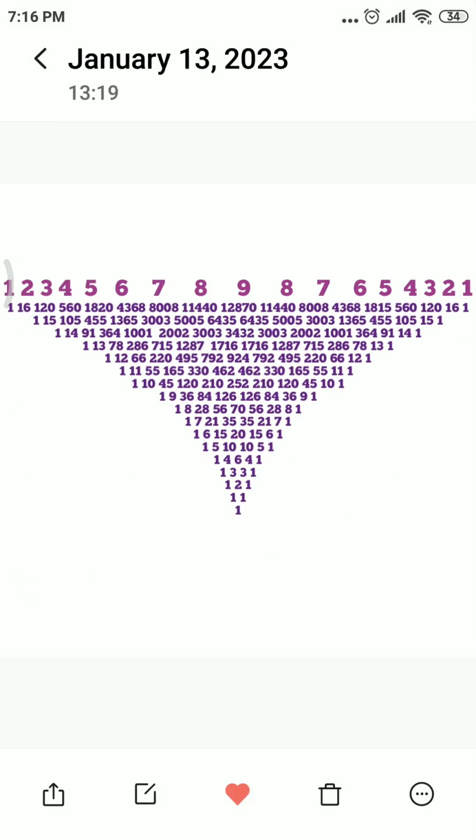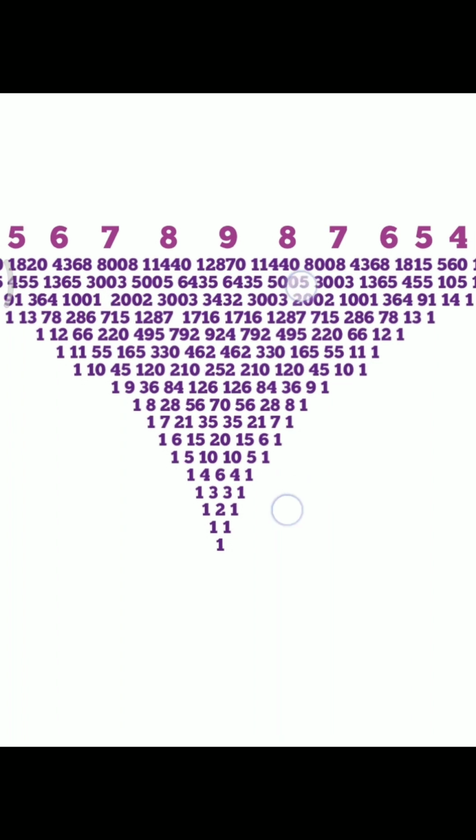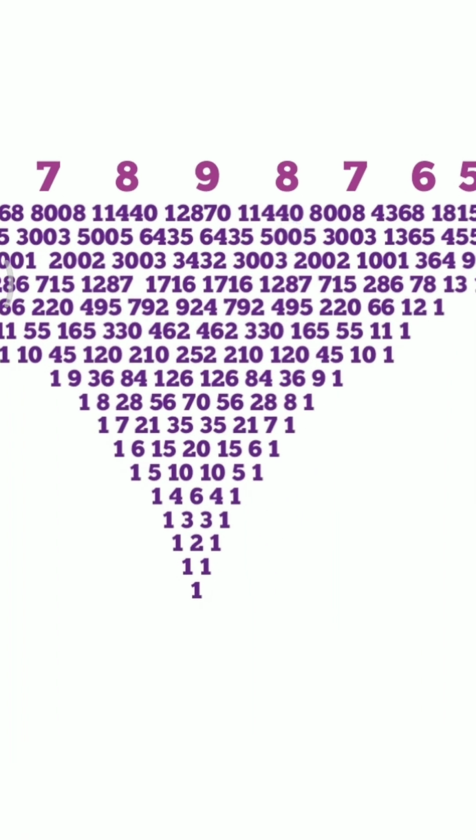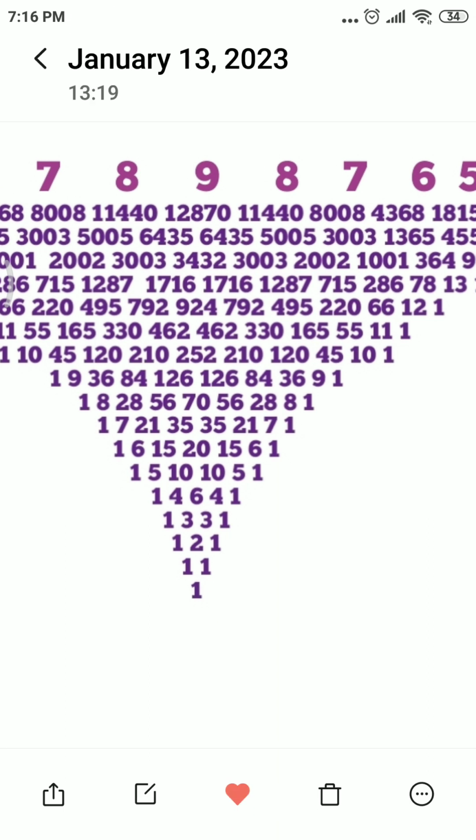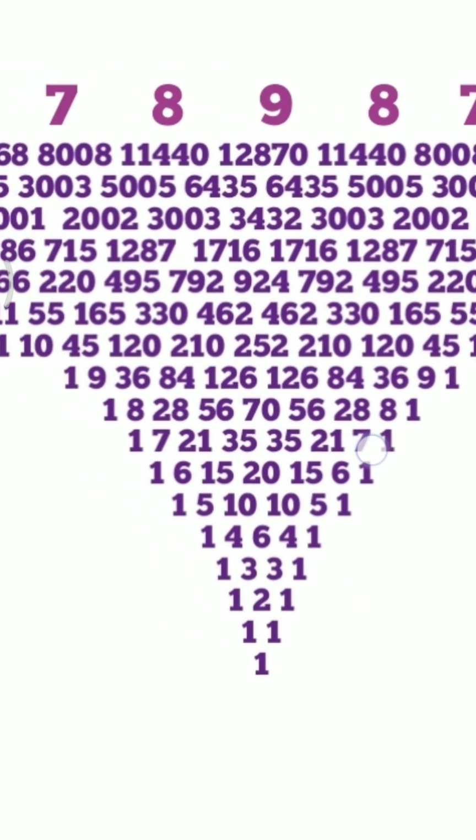I always tell you about what Pascal's triangle is. Pascal's triangle is basically the powers of 11 arranged in a table: 11 raised to 0, 11 raised to 1, 11 raised to 2, like that. And last time we used 11 as the basis for our construction, right?